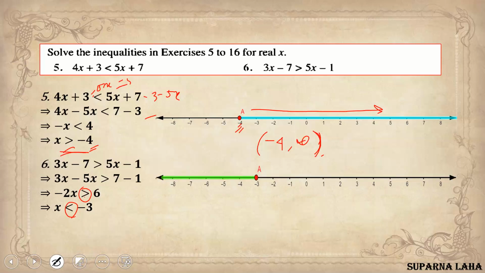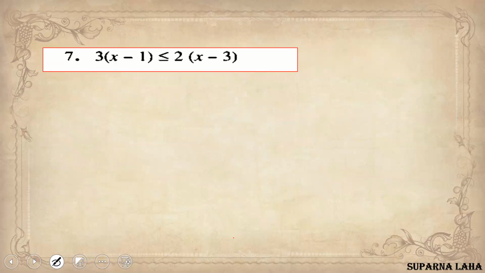So if we want to write down the solution set, it will look like minus infinity to minus 3, definitely with an open bracket, not a closed bracket, because we are not taking the point minus 3. Again, the same concept: why we are using an open bracket for minus infinity, we will discuss later when we talk about limiting values, in another chapter, the limit of a function. So moving to the next problem, question number 7.